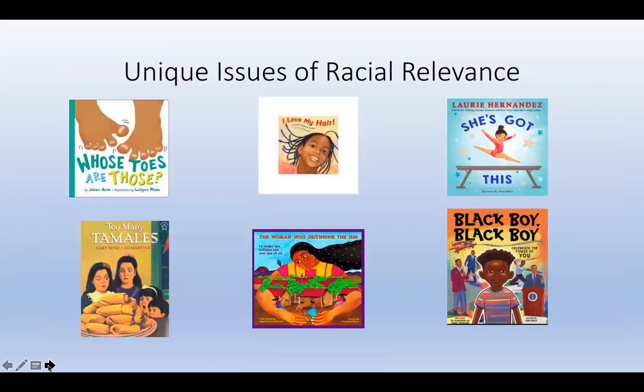It is important to look carefully at unique issues of racial relevance. Physical aspects, for example, are addressed in Jabbar Asim's companion board books, Whose Toes Are Those? and Whose Knees Are These? These joyful rhyming texts celebrate Black and brown bodies.